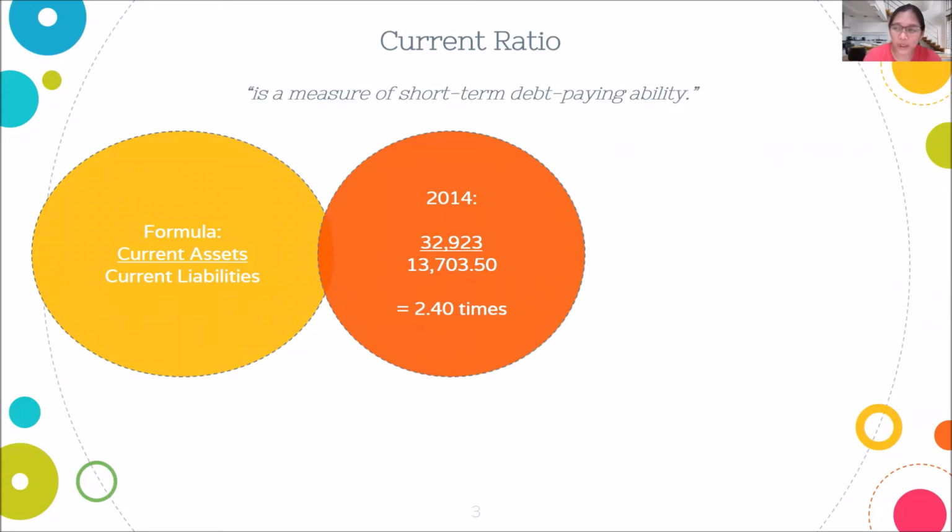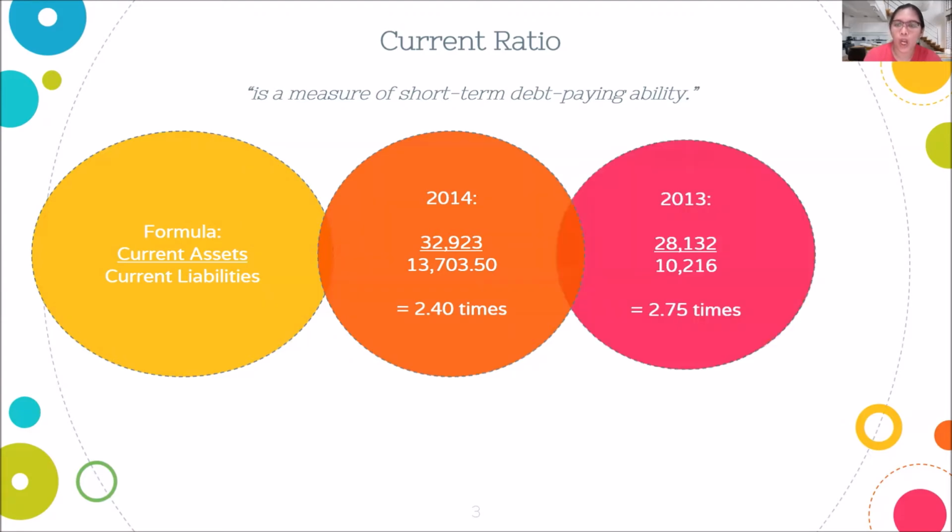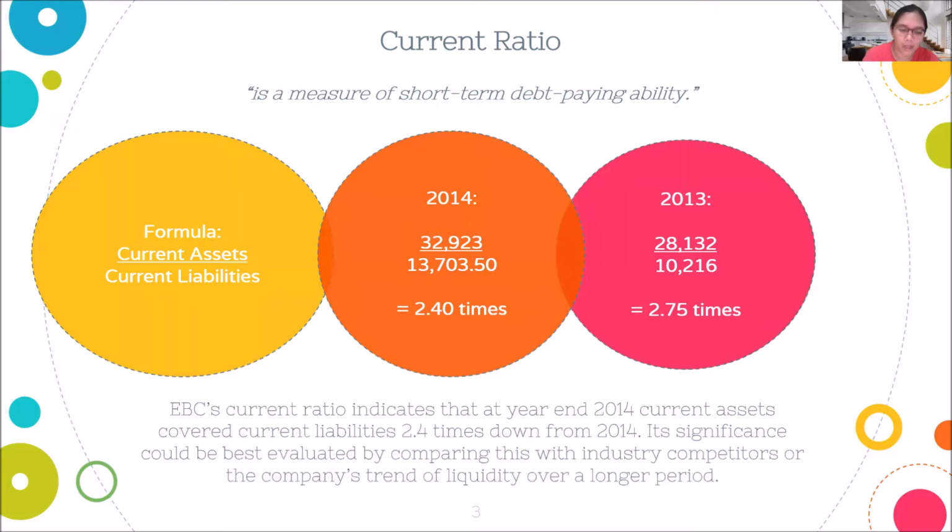Now using the formula, in 2014 our current ratio is 2.4 times, while in 2013 it is 2.75 times. So as you can see, from 2013, bumaba po siya in 2014 at 2.4. Medyo maliit lang naman yung dinecrease niya, but still, it's decreasing. It's a 0.35 difference. So, what does it mean?